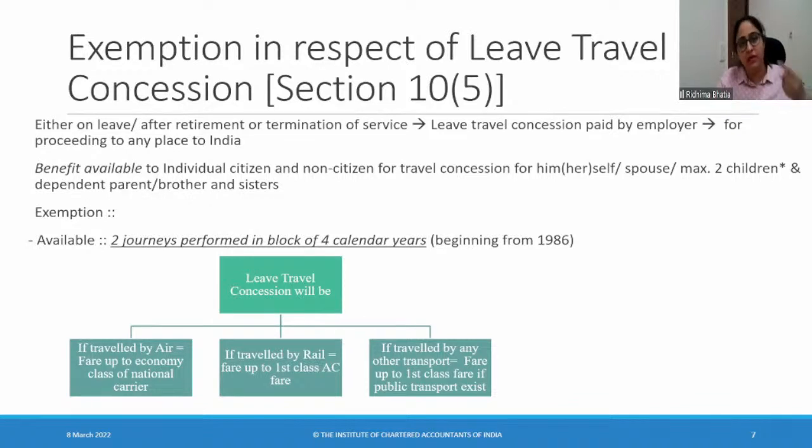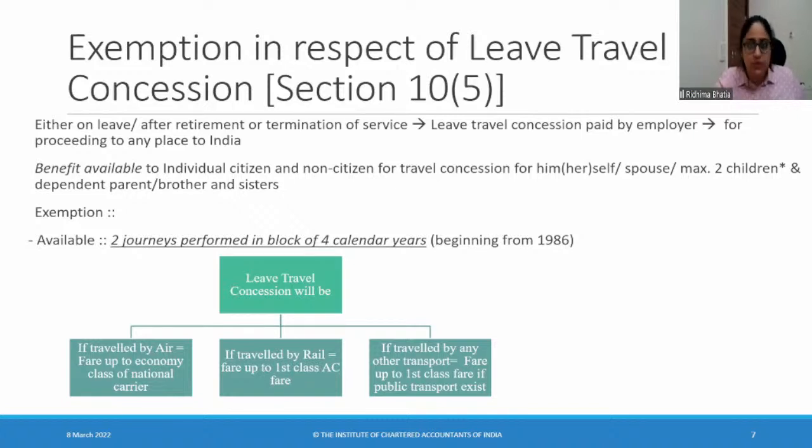What would be the exemption? If you're traveling by air, economy fare or the actual expenses, whichever is lower. If you're traveling by rail, up to first class AC fare. And if you're traveling by any other transport, fare up to first class fare of that public transport. But if there's no public transport, you're going by bike, then up to first class fare of the railways or your actual expenditure, whichever is lower. Clear?